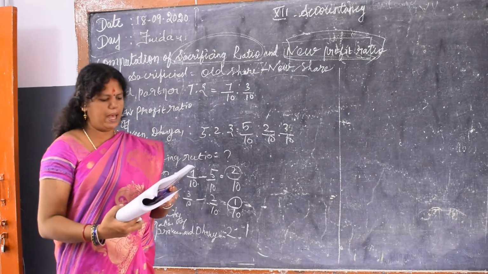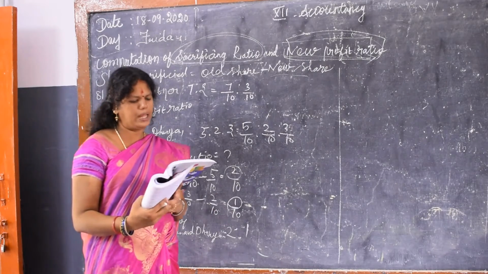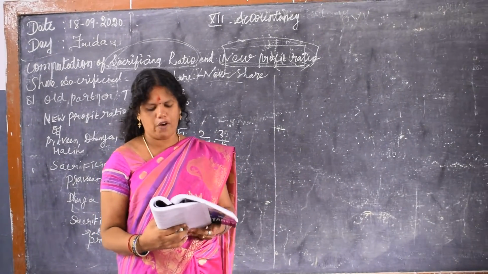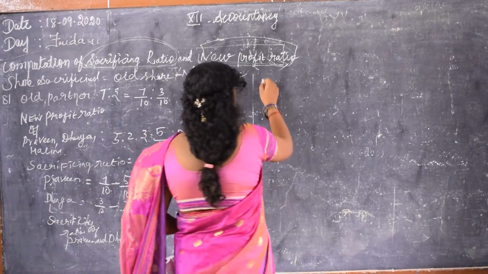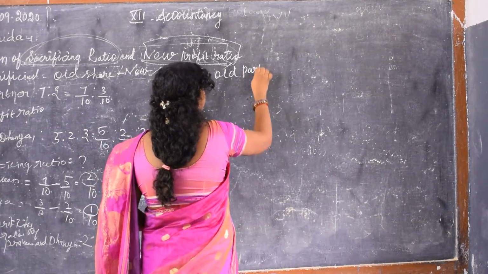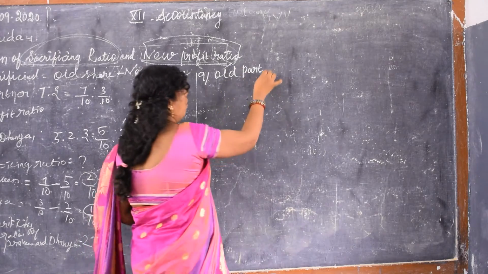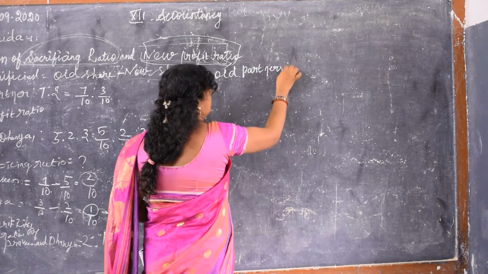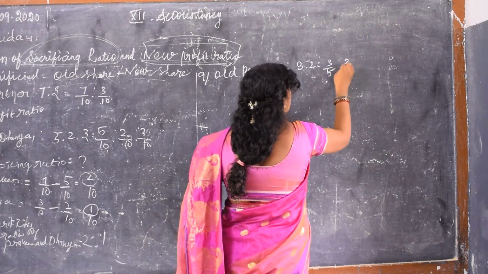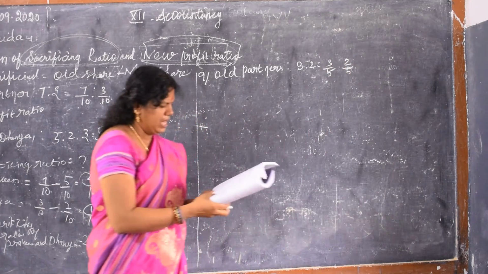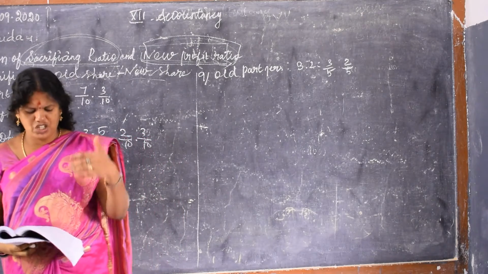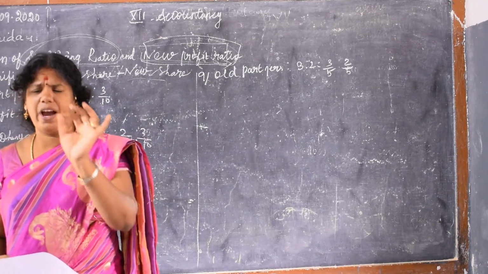In the ninth problem, Anand and Suman are the partners sharing the profit and the losses in the ratio of 3:2. So first you write the old partner. Old partner ratio is 3:2. That is 3/5 and 2/5. Then they admit Sharon for 1/5 of the share.